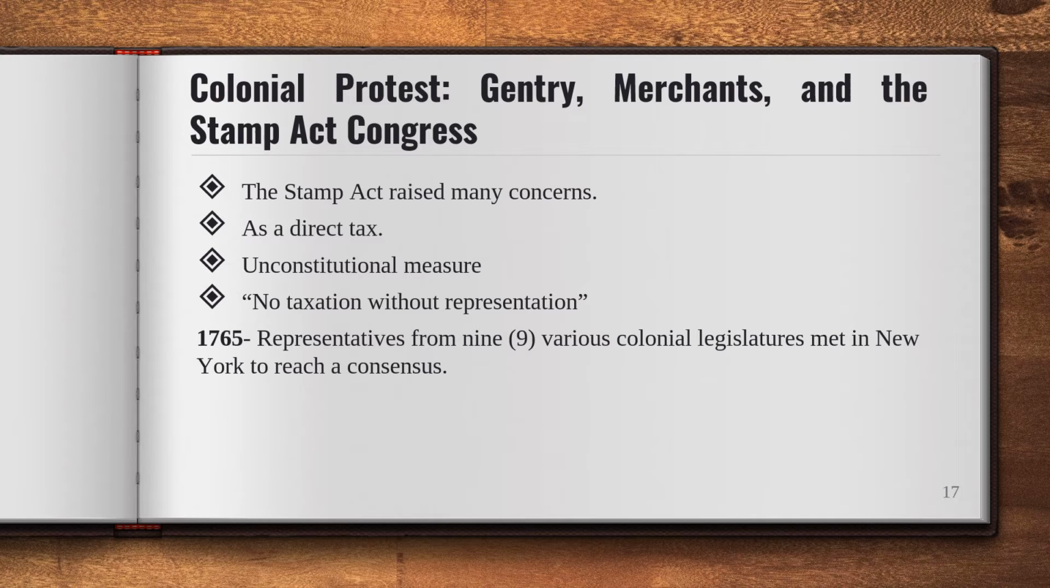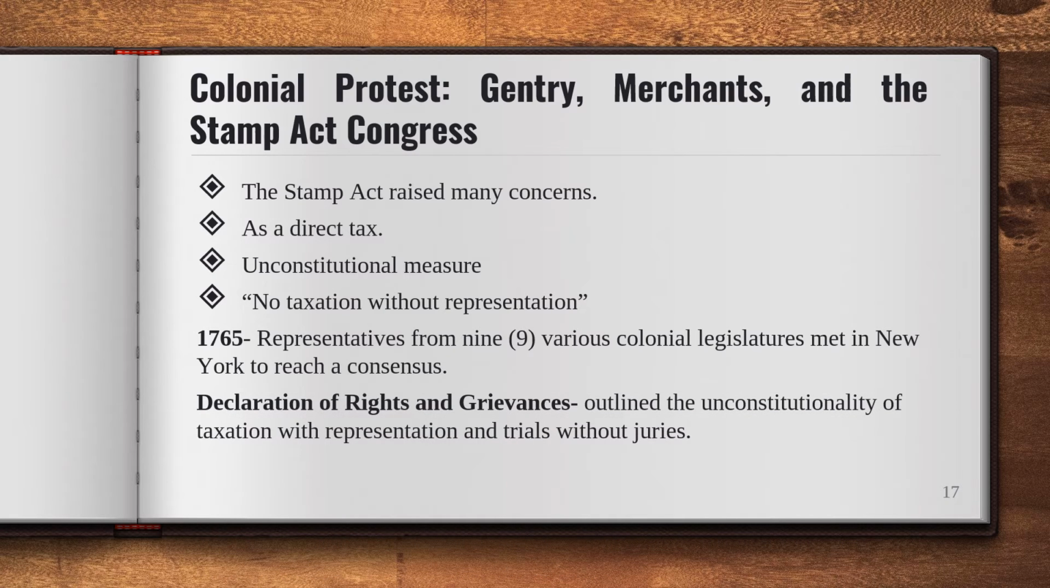So, what's their agenda on the consensus? Well, they wanted to repeal the tax kasi nga, weaken their colonial economy. Hindi lang yan, it also threatened their liberty under the British Constitution. So, because of that, the Declaration of Rights and Grievances outlined the unconstitutionality of taxation with representation and trials without juries. Isa din ito sa mga naging dahilan kung bakit may mga protest na nabuo.